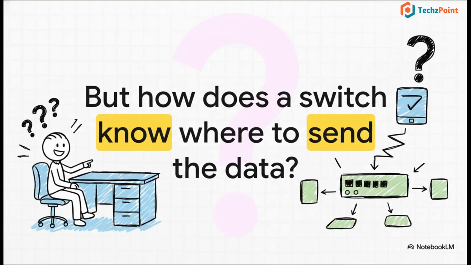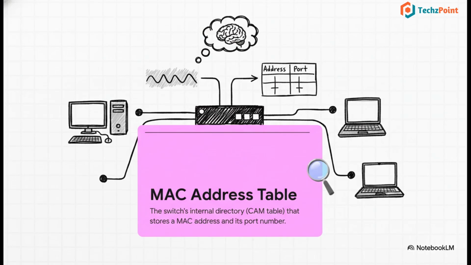Right. So let's go back to our office. If a new person starts, how does the assistant figure out which desk is theirs? A switch faces the exact same challenge. When a brand new device plugs into the network, how in the world does a switch learn where to find it? The secret is something called the MAC address table.